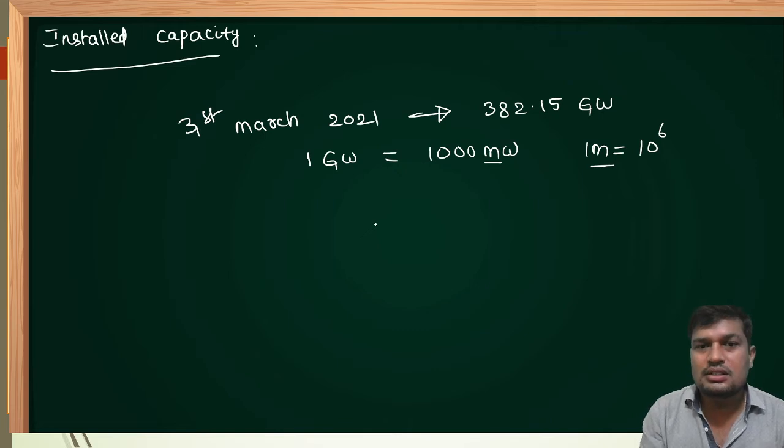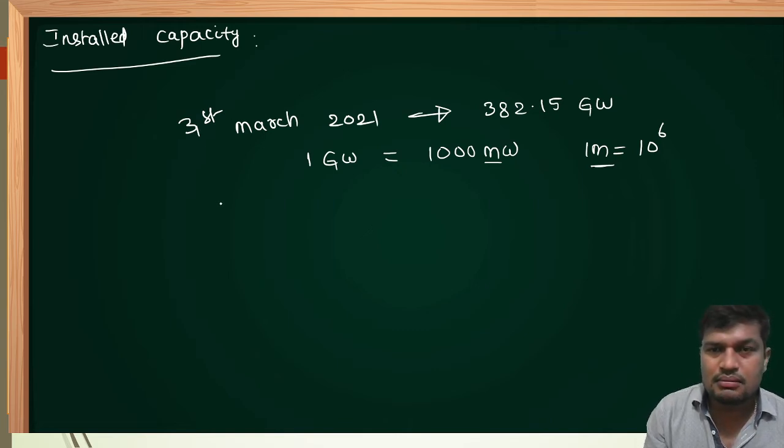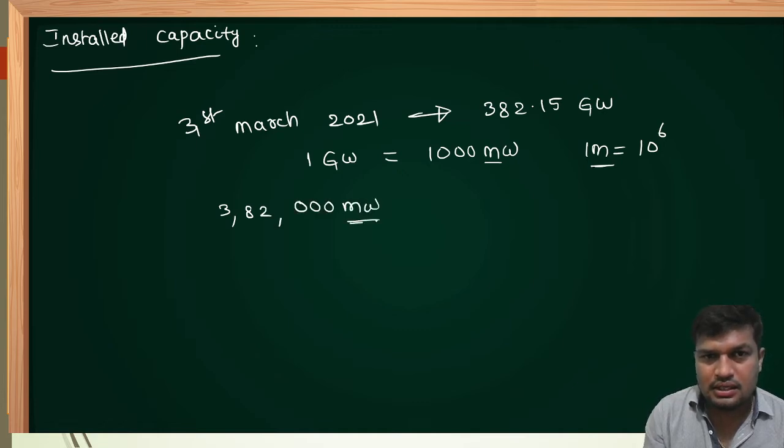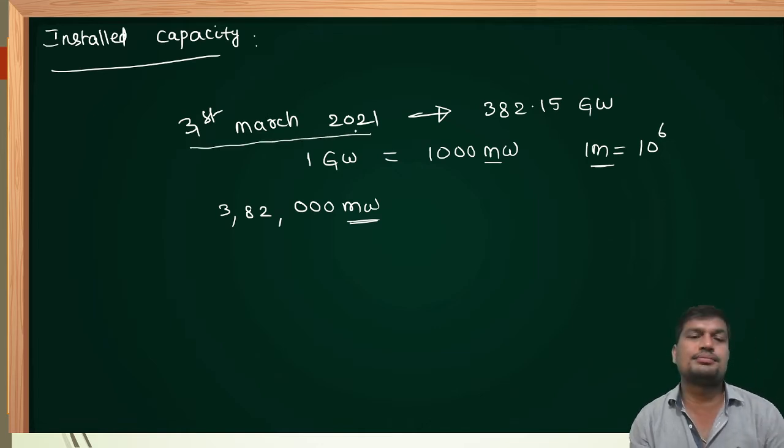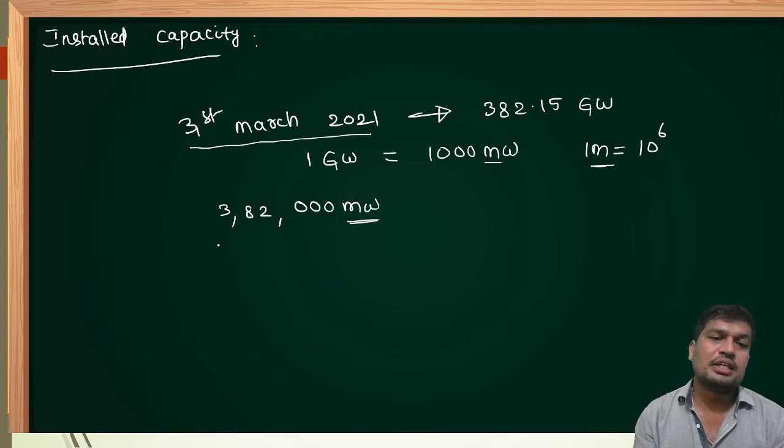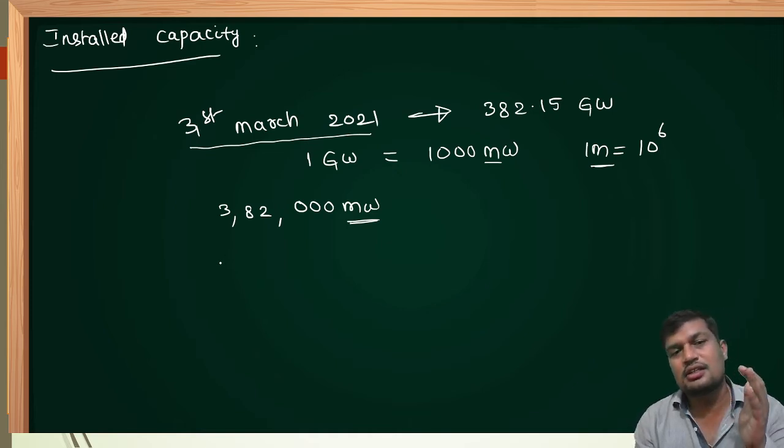Now, the total installed capacity in the electrical power system is 382 gigawatts, approximately 382 multiplied by 1000, which is 3,82,000 megawatts approximately as of 31st March 2021. From this, I need to tell one fact: India is the third largest producer of electricity in the world, and also the third largest consumer of electricity in the world.